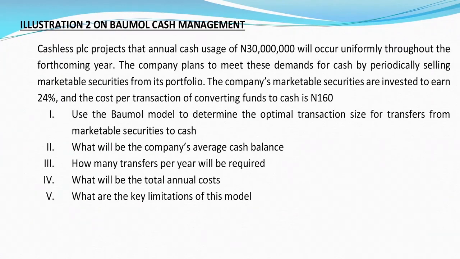Now Baumol model has the same assumption as the EOQ model. It treats cash as if cash is inventory. So the same model you used in the EOQ, the economic order quantity, the same assumptions. That's what the Baumol model applies in cash. The only things that will change is the terminology. So instead of calling it ordering cost, we'll call it transaction cost or conversion cost. Instead of calling it holding cost, we'll call it return cost and all those issues.